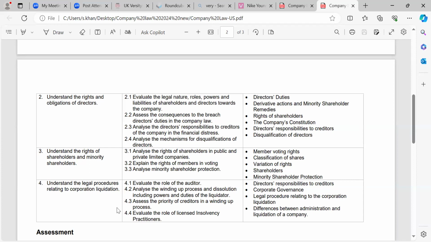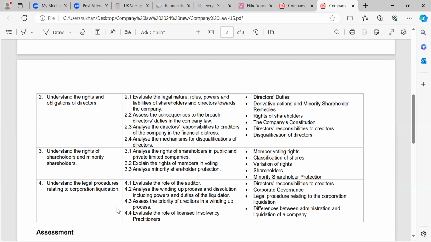So we looked at 4.1, which was to evaluate the role of auditors, what an auditor is, and how they would deal with liquidation. We looked at independent verification, where auditors would provide independent verification of the company's financial statements, ensuring that they present a true and fair view of the company's financial position and performance. We then went on to look at assessment of going concern, so how auditors assess whether the company is a going concern, meaning it has the ability to continue operating in the foreseeable future.